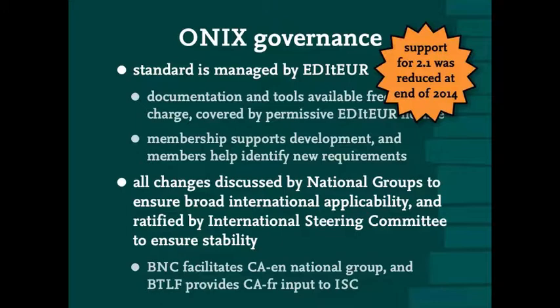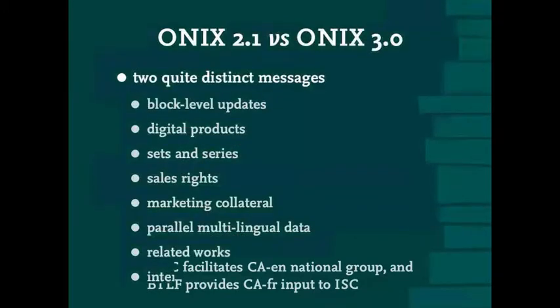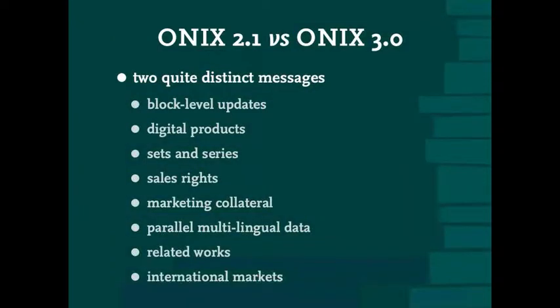So let's look at some of the differences between 2.1 and 3. Let's first of all look at this at a very high level. First of all, I would say there were probably 8 major areas where ONIX 3 differs from ONIX 2.1 and improves on it. First of them is block level updates. Now, I won't say much about block level updates today, but they are a way to reduce the amount of data that needs to be sent.